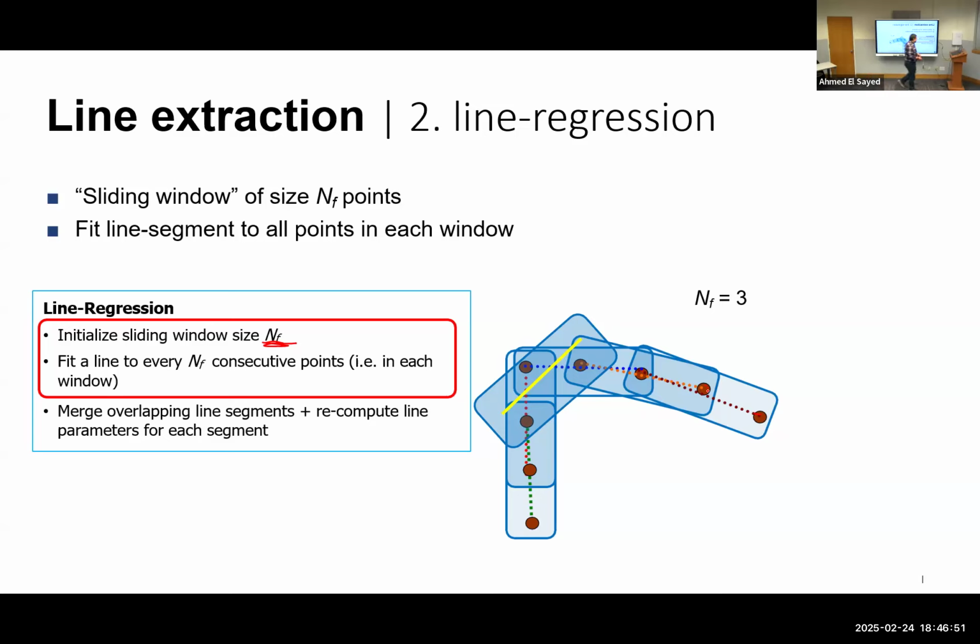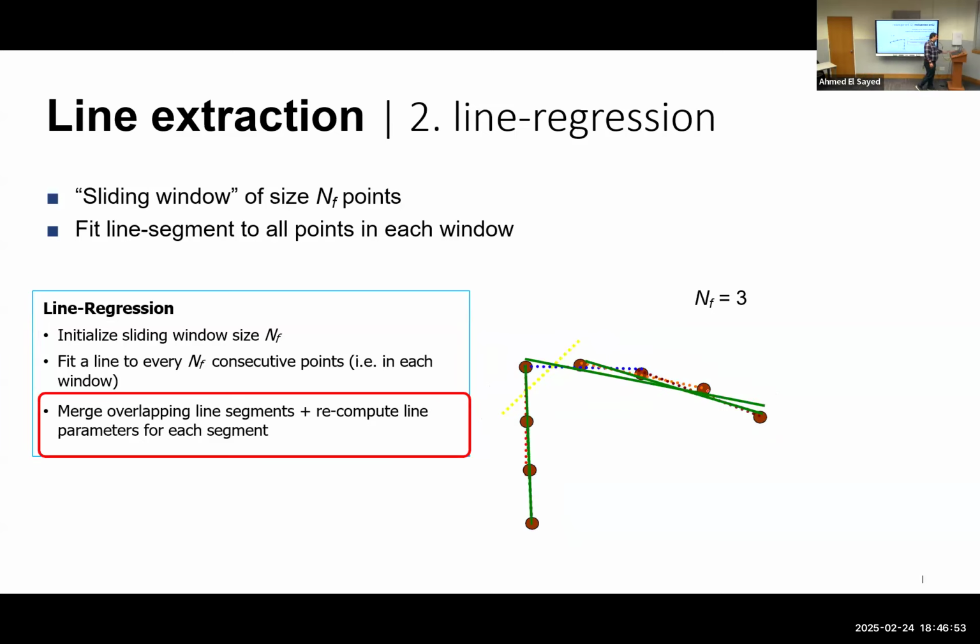After that, we'll merge the overlap. Meaning, this line and this line are overlapping, so I will merge them into one line. This line with this line and this line, so this sector and this sector overlap, so merge them in one line.